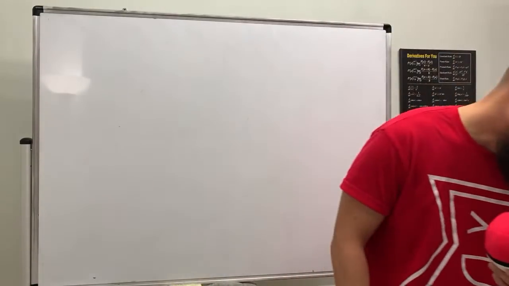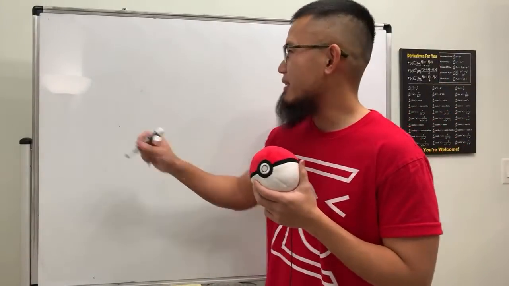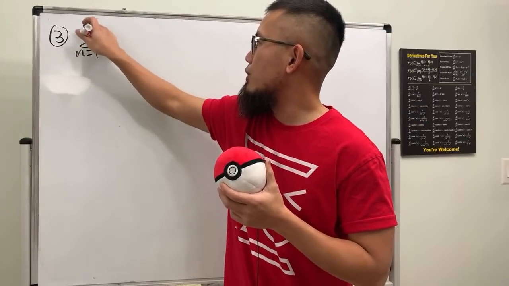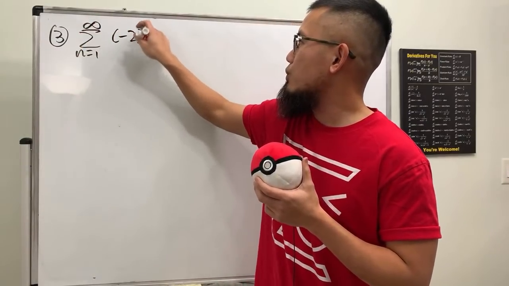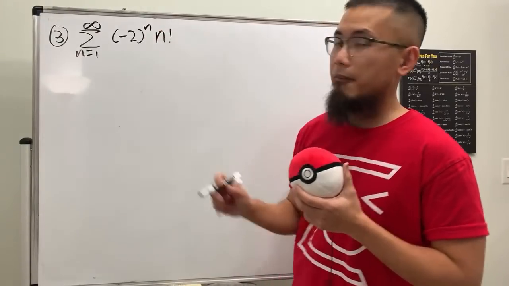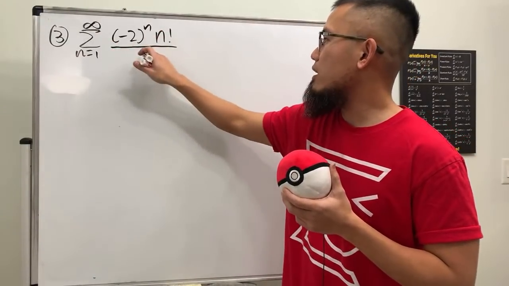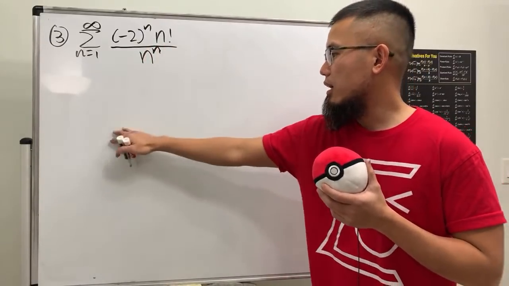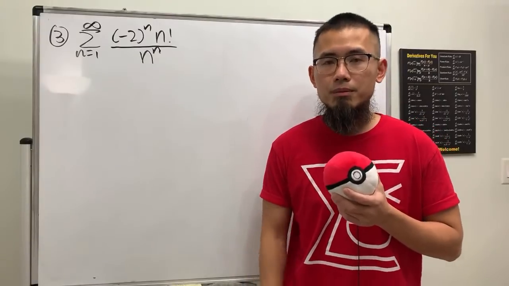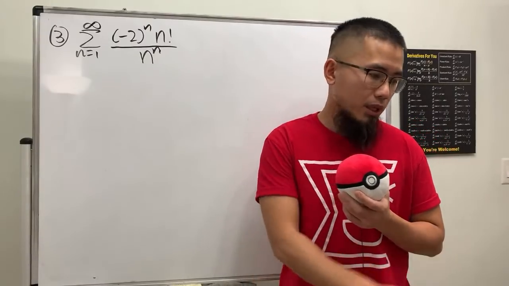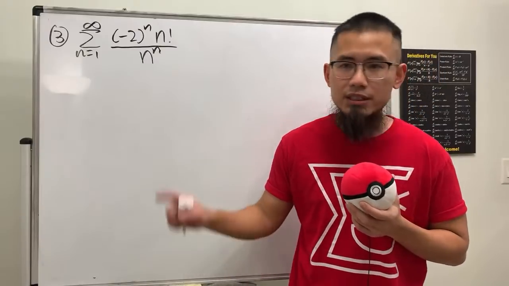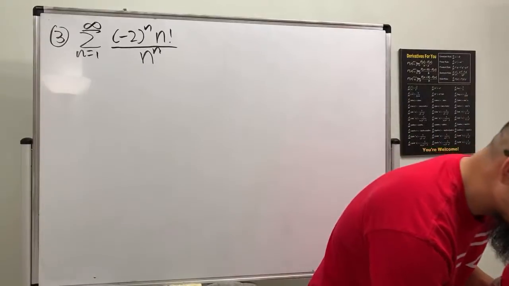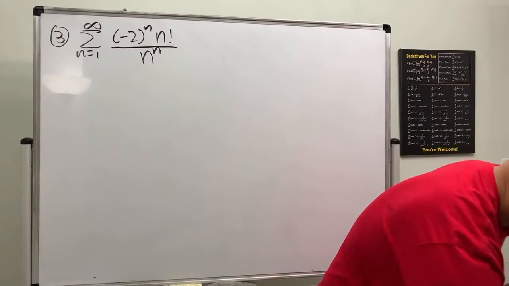But anyway, all right, number 3 right here. Here we have the series n goes from 1 to infinity, parentheses -2 to the n, and then multiplied by n factorial over n to the nth power. So this is just a small change from our homework question. But anyway, I would like to see if you guys have any suggestions on this question.